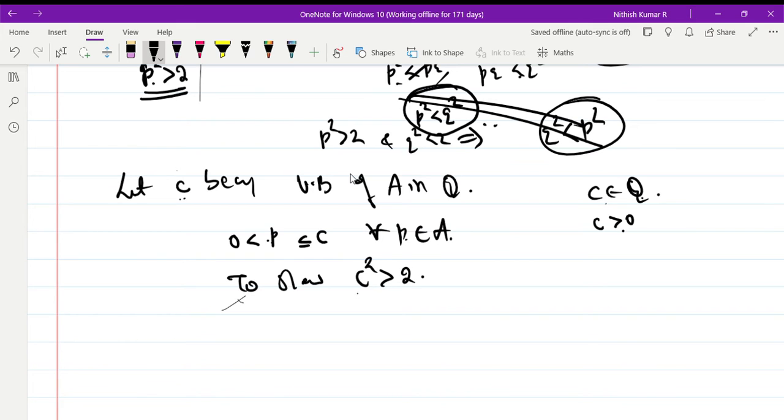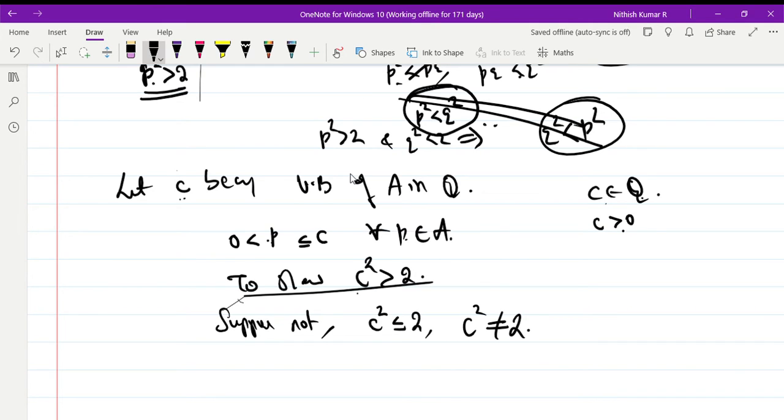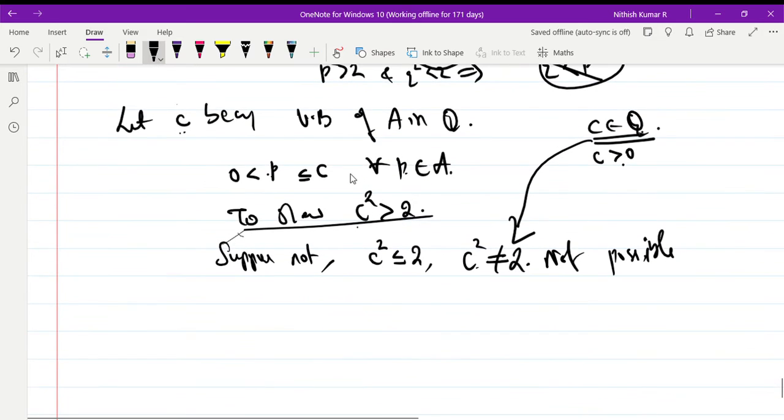Suppose not, then c square will be less than or equal to 2, and c square is not equal to 2. Because now this c is an element in Q, it would imply c square equals 2. It is not possible. We have seen this. Therefore c square must be less than 2.